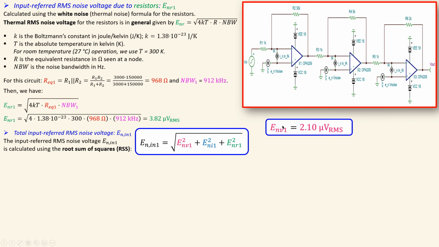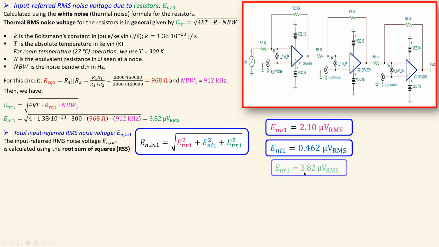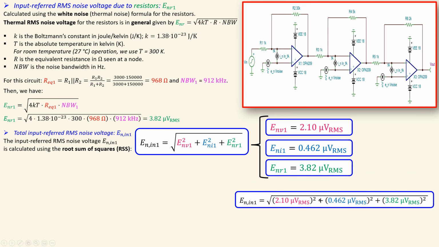The first part was due to the input noise voltage of the op-amp that resulted in this 2.10 microvolt RMS. Due to the noise current of the op-amp, we had 0.462 microvolts RMS. And due to the resistors, we had a thermal noise voltage of 3.82 microvolts RMS. Now these will be combined, and using this formula you will have the effective value at the input as the input referred RMS voltage for the first stage. Now if you do the math, just substitute the values, you will have 4.39 microvolts RMS.